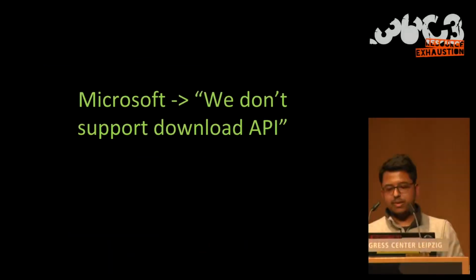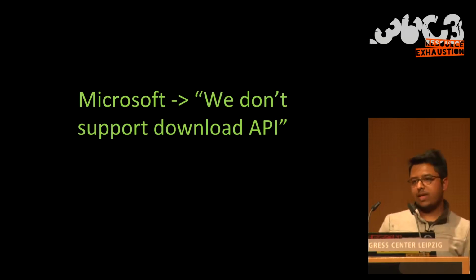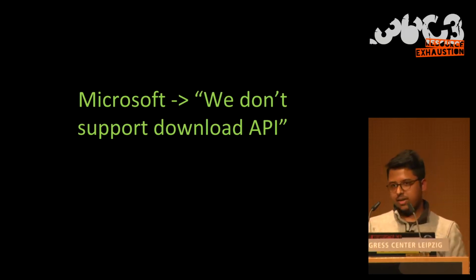So I reported this bug to Microsoft, and they quickly responded saying we don't support the download API, so even if you load the local files, you have no way to steal them. You literally cannot do anything by loading the local files, and we are not going to fix it. So I said, okay, let's do it another way.